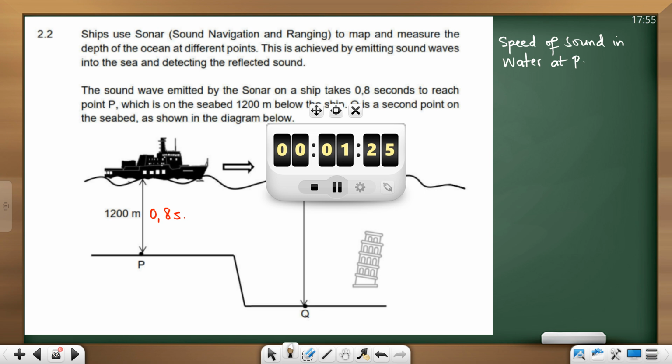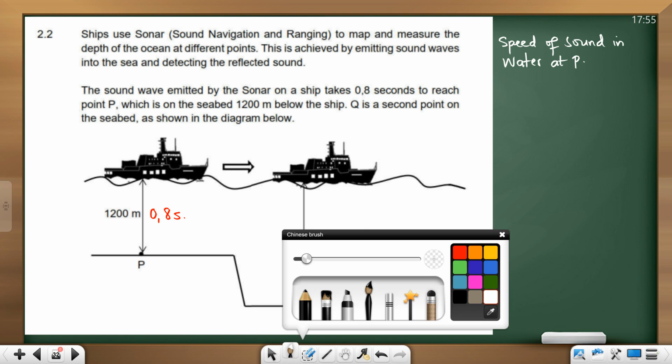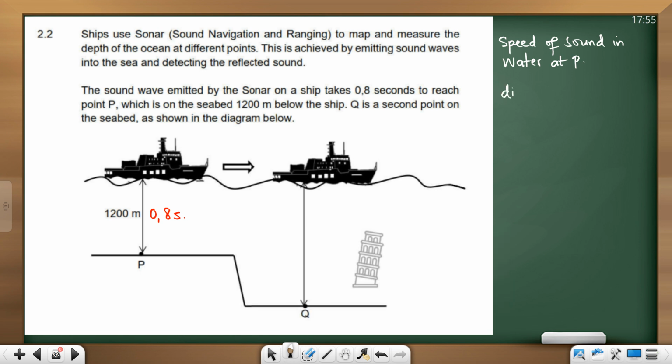All right, I believe everyone should be done. Let's write again. You should be done. What do we know? We know the distance, 1,200 meters. We know the time. Okay, we're looking for speed. Oh, let's make that mistake again. Speed is what? Distance over time. What do we have? 1200 over 0.8. And what would our answer be?